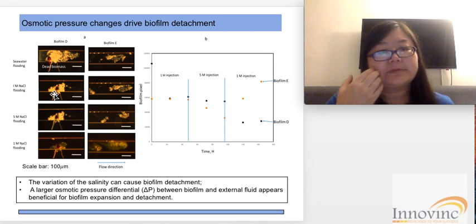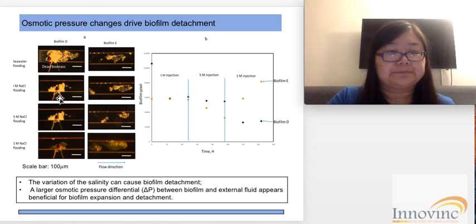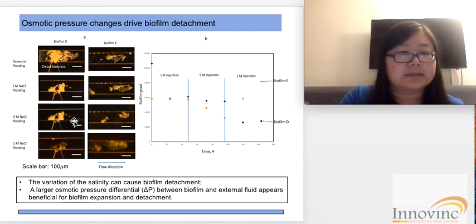This is mainly because in the beginning biofilm D almost fully clogged the microchannel. So the shear stress around biofilm D is much higher than around biofilm E. So that might cause this detachment.